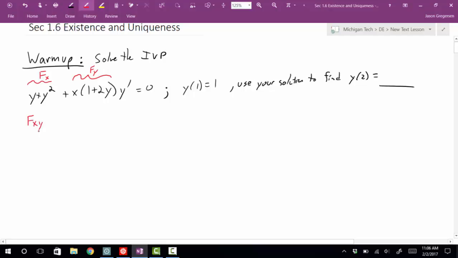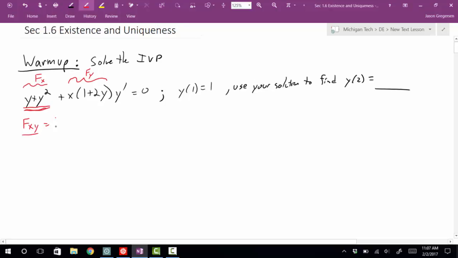To see if they're equal: if this is the partial with respect to x, then the mixed partial should be the derivative of this with respect to y, which would give me 1 plus 2y. I'm hoping that thing is f_y. Then to calculate f_y sub x, I would take the partial of this thing with respect to x. In that case, I would get 1 plus 2y. They are the same. Wonderful, it is exact. Okay. Now I can proceed with that solution process.